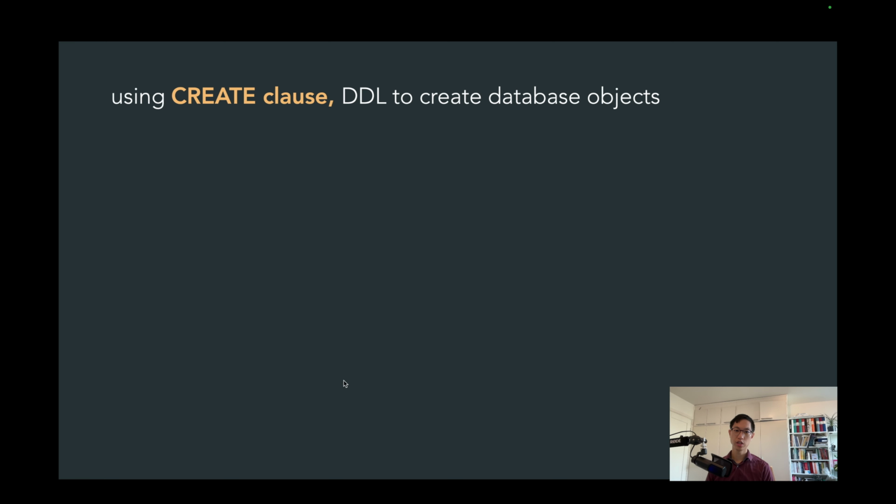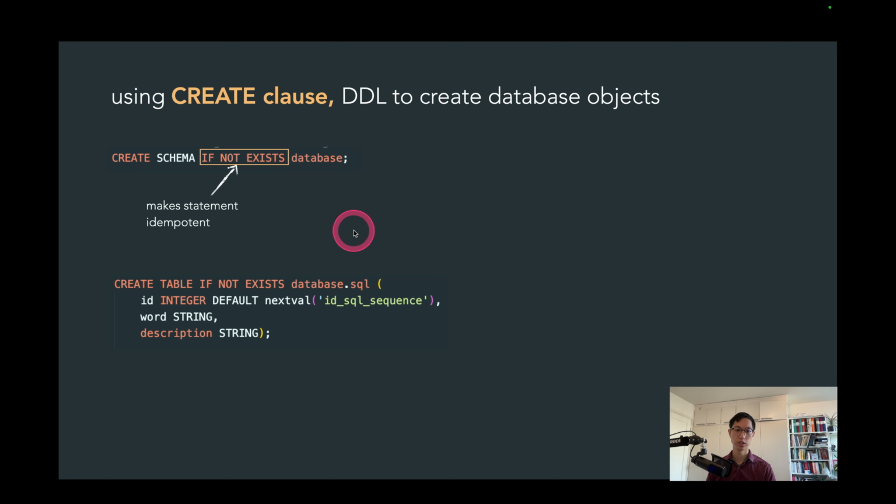And using create, DDL, to create database objects. Create schema if not exists database. So here we make the statement idempotent. It means that whenever we run this statement, we will get the same results. So if the schema already exists, it won't do anything. It will just skip it because it already exists. Otherwise, if you don't have this if not exists, then it will give an error when you run it, and then the statement is not idempotent. So it's a very important term actually, idempotent.